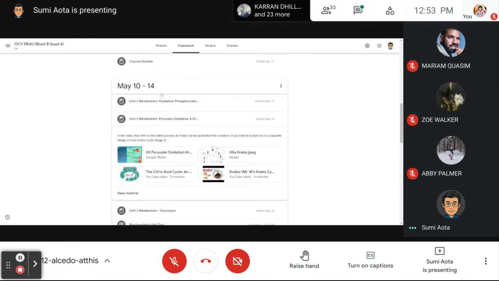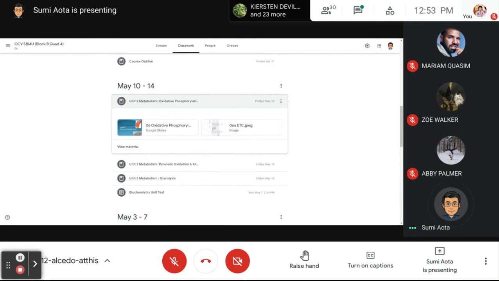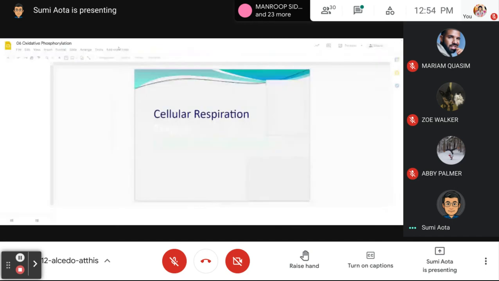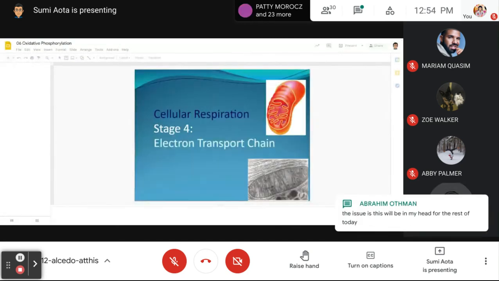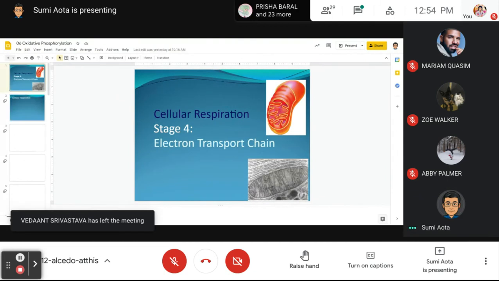Okay. Last thing we're going to be looking at then is pyruvate oxidation. For this one, you guys will need access to a Jamboard as well.